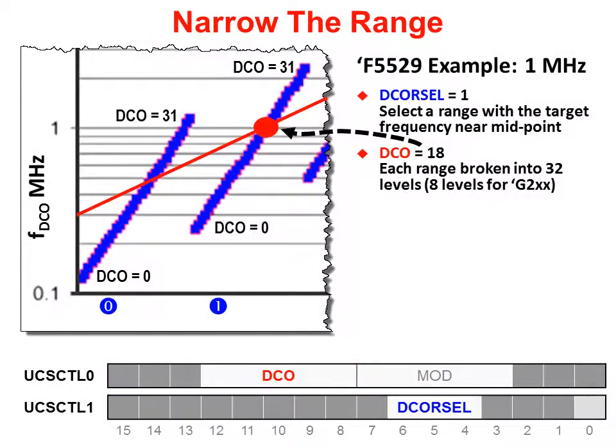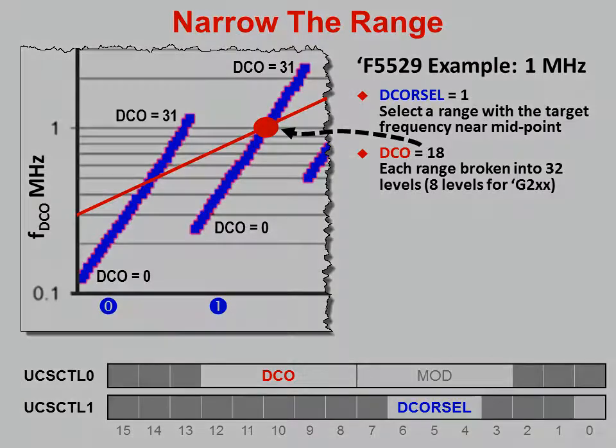Picking the range, though, just gets us into the range. What we really want to do is pick a frequency within that range. As you can see here, the DCO bit field allows us to pick any one of 32 specific frequencies within that given DCO range. In our case, a DCO value of 18 got us the closest to 1 MHz.